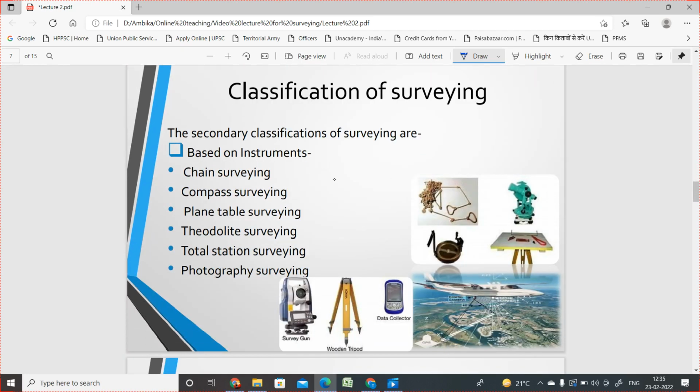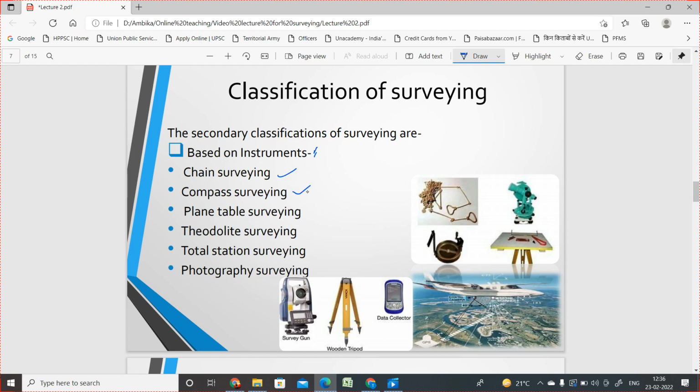Now the next topic is classification of surveying. The classification of surveying is done on the basis of a number of things. The first, secondary classification we are doing at present, is based on instrument. Obviously surveying is done with numerous instruments, so on the basis of instrument it is also identified as a surveying classification. We use chain, so such type of surveying is classified as chain surveying. The second one is when we use compass.